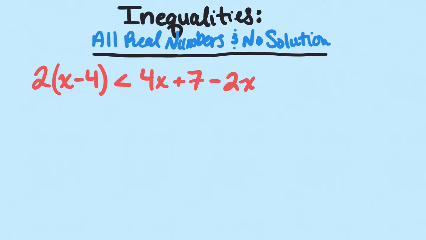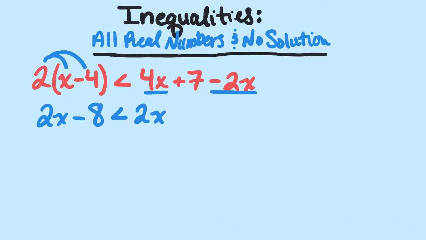So let's go ahead and work through this first inequality. My first step is going to be to distribute on my left side. So 2 times x is 2x, and then 2 times negative 4 is going to be negative 8, is less than, well, we have some like terms we can combine. So 4x minus 2x is going to be 2x. And then we just bring down that plus 7.